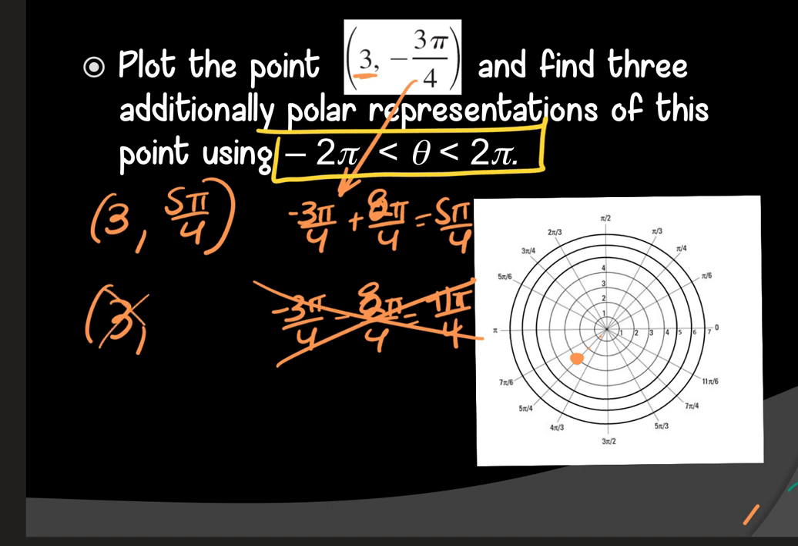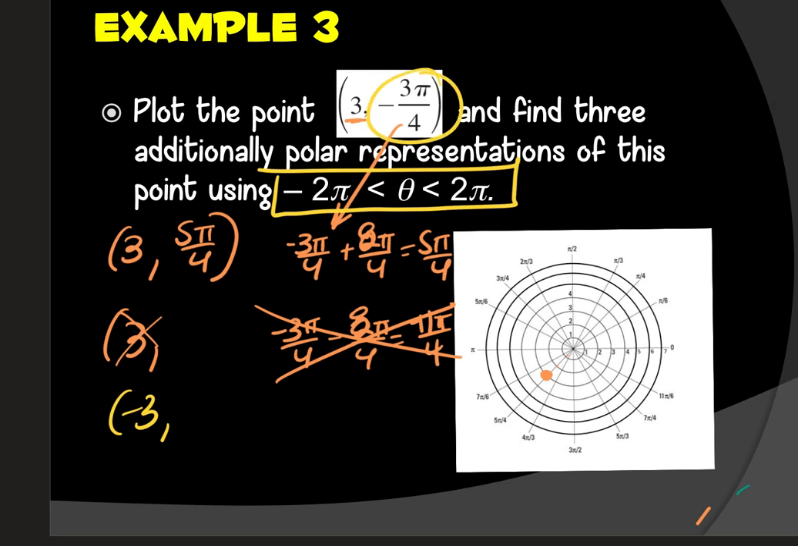Change the sign on my r. And add or subtract what from my original angle? Pi. So I'm going to take the original angle, negative 3 pi over 4. I'm going to add pi, which becomes 4 pi over 4, and I get pi over 4. Does that fall between negative 2 pi and positive 2 pi? Yes.